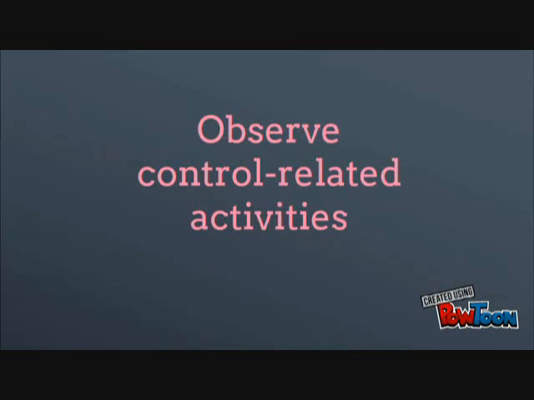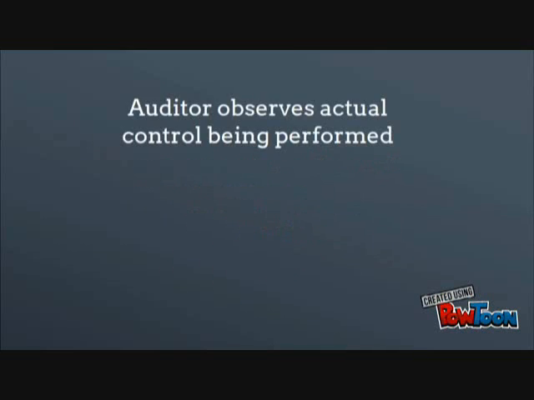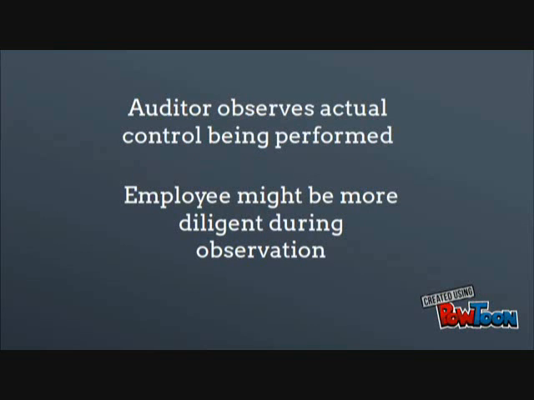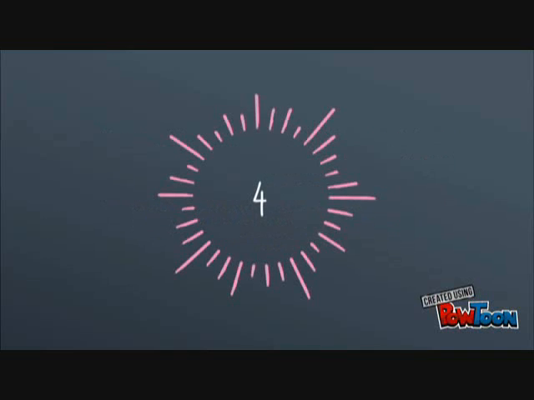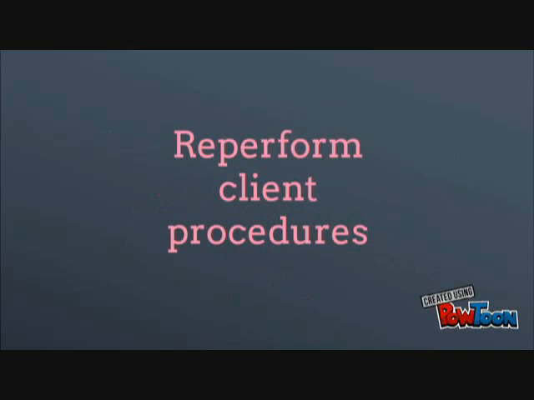Third, observe control-related activities. Auditor observes actual control being performed. However, employee might be more diligent during observation. For example, auditor observed the cashier perform sales transactions and notes that the cash register will not open unless a sale has occurred. Lastly, re-perform client procedures.